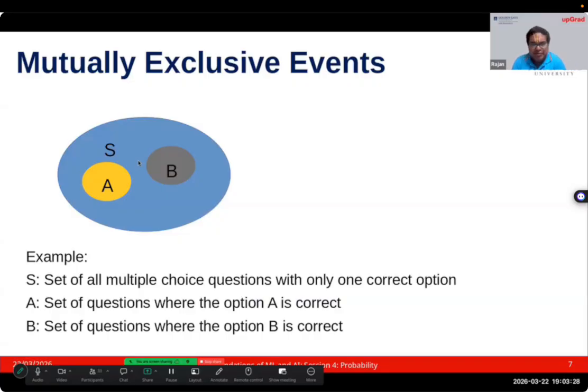Let's take some examples. Here is one example. Set of all multiple choice questions with only one correct option. So four options, each question has only one correct option, three of them are incorrect. Now, if you look at the set of questions which has option A as the correct option, let us say that's the event set A. Event B is the set of questions where option B is correct. Therefore, if one question is present in set A, it is definitely not present in set B, and vice versa. So this is what mutually exclusive is about. Jeff, does that make it clearer?